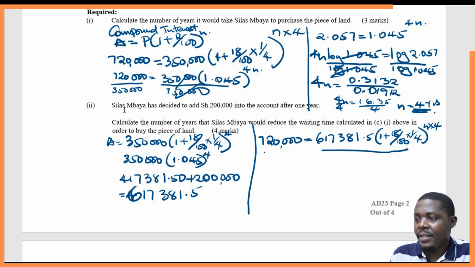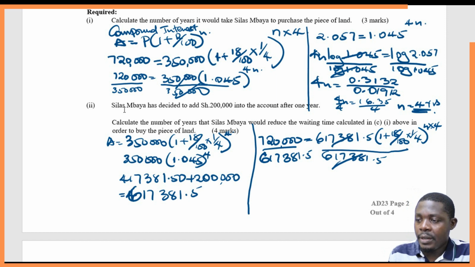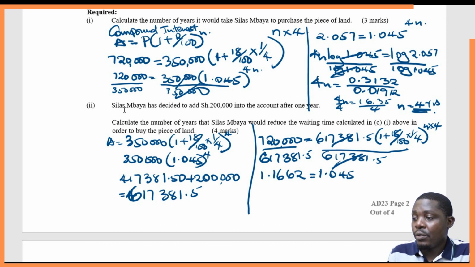Alright, now in that case we can just divide this one by 617,381.5. Also, I divide this one by 617,381.5. Then we have 720,000. Divide by the answer. We have 1.1662 is equal to 1.045 raised to power 4n.